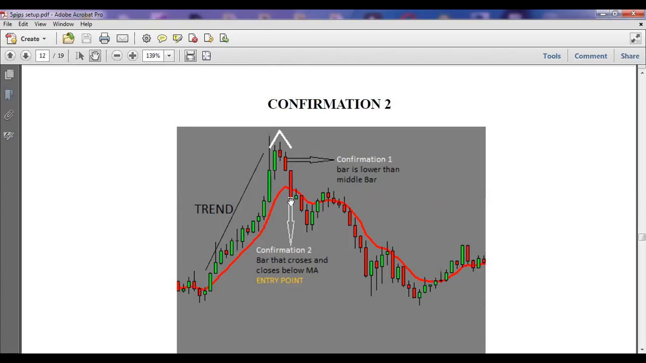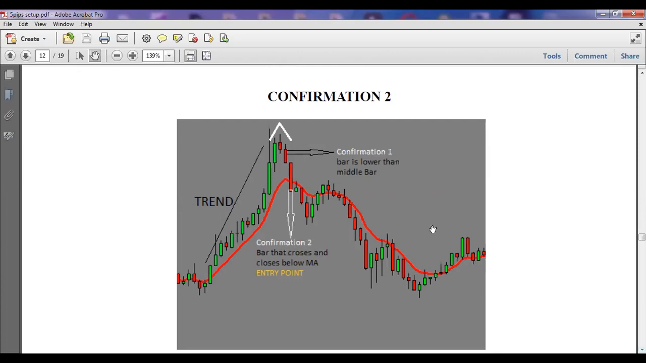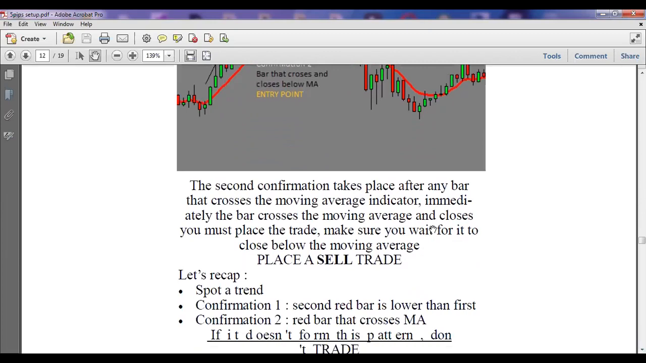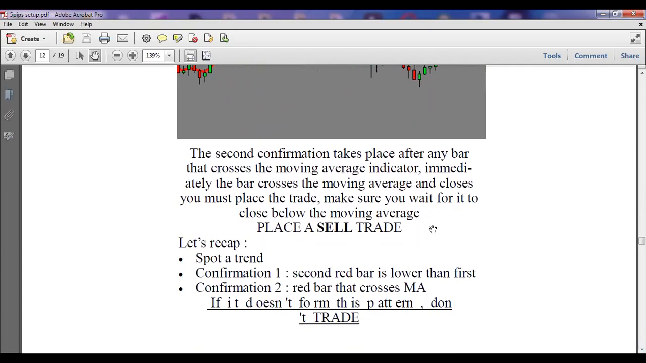You can see when we enter there, the candles later form very much below your entry point. You can see it still went down. That is why the moving average is a great indicator for an entry point. The second confirmation takes place after any bar that crosses the moving average indicator. Immediately the bar crosses the moving average and closes, you must place the trade. Make sure you wait for it to close below the moving average. Place a sell.